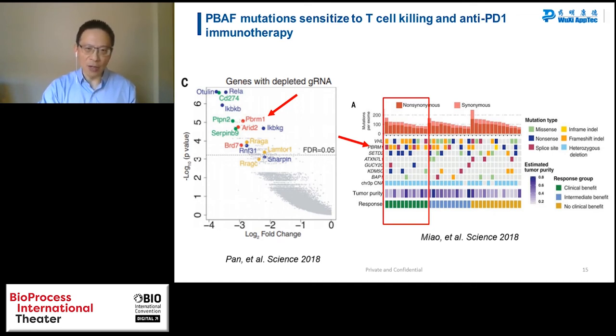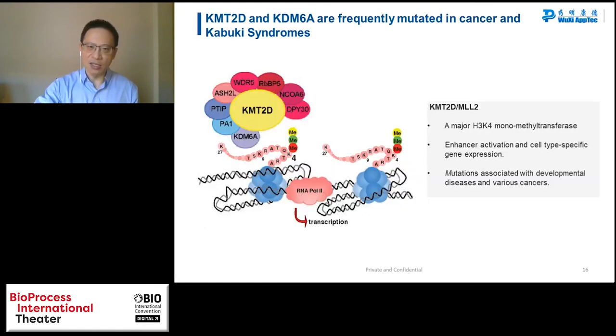PBRN1 of the complex has also been identified to be highly mutated in renal cancer patients that show great response to the immune checkpoint therapies. So we hypothesized that, like these PBAF SWI/SNF complex components, KMT2D and KDM6A might also function similarly.